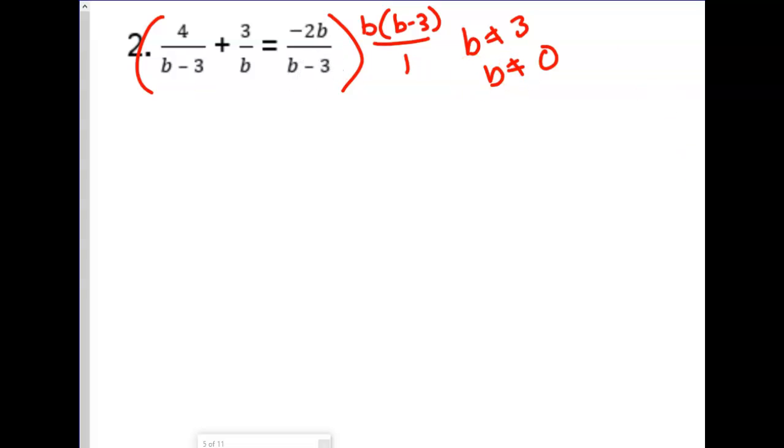When you distribute this into the first term, tell me what's going to cancel. The b minus 3s are going to cancel, so don't write them down. What do you still have, though? 4 times b, which is 4b. Yeah, the b minus 3s are gone, so I got you. All right, my next term. When I multiply this LCM into this term, the b's would cancel, right? So you still have a positive 3, and you still have to multiply it by a b minus 3.